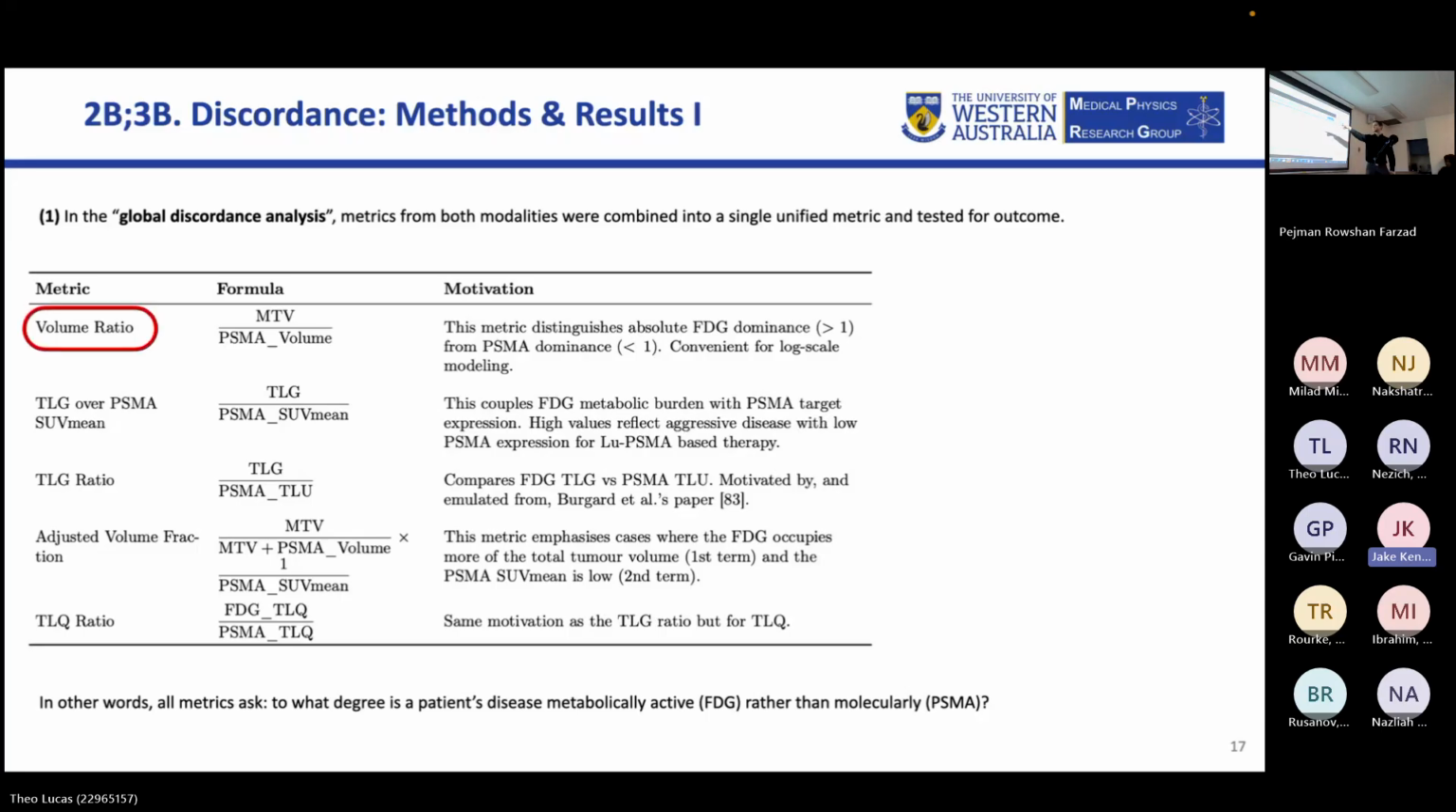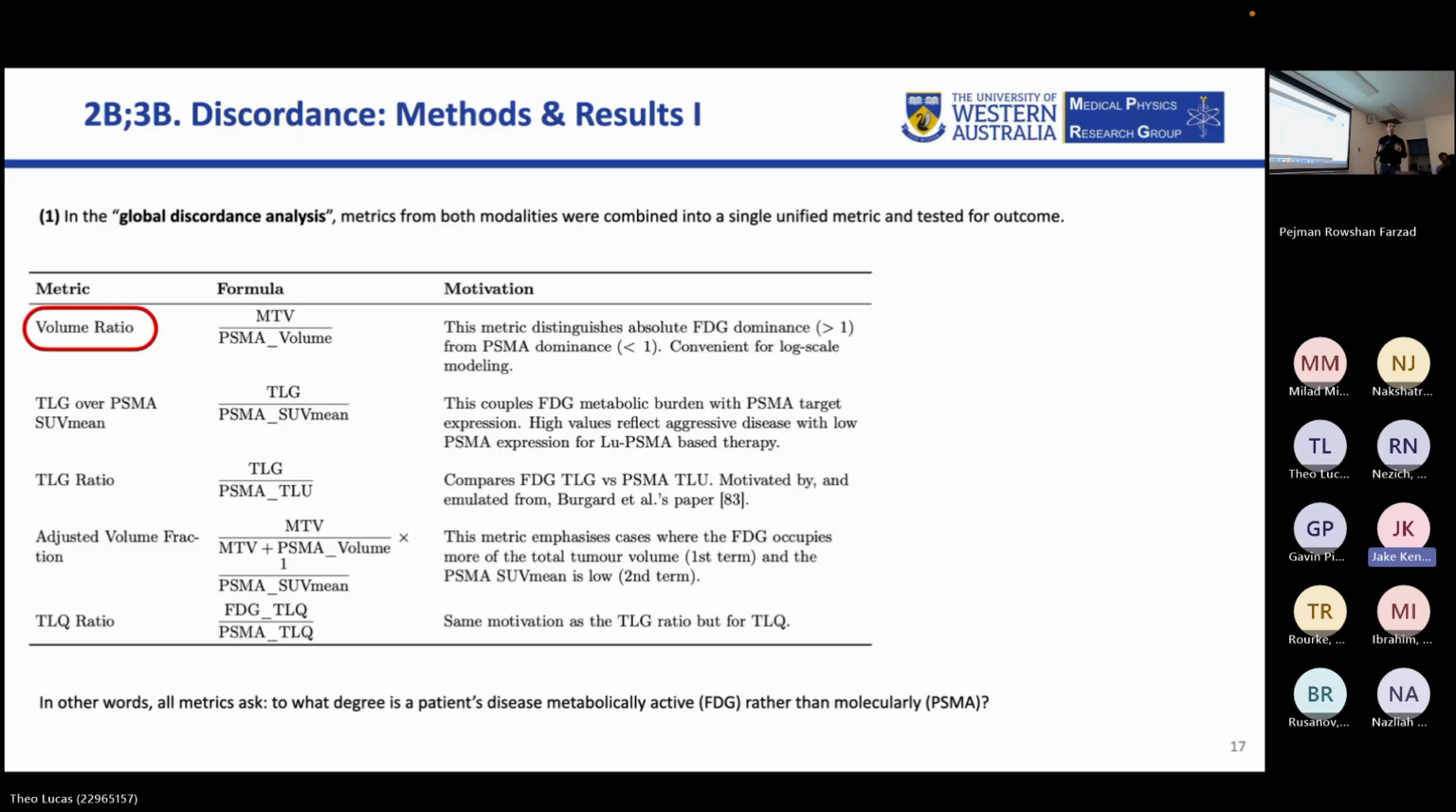So as an example, the volume ratio, which is intuitively the easiest to understand, is going to take the MTV, the metabolic tumor volume on the FDG scans, and divide that by the total tumor burden on the PSMA scans. So if that ratio is above 1, that's telling us, obviously, that there's more FDG disease than PSMA disease, which arguably is reflective of a discordant phenotype, because discordance is really when the FDG disease is more active than the PSMA. So all these metrics sort of take that into account.